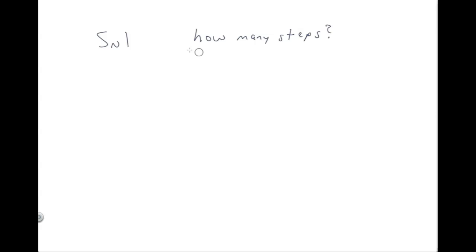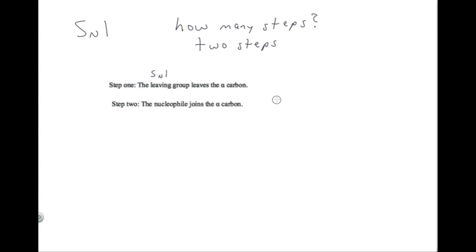Let me ask you a question. How many steps are there in an SN1 reaction? I hope you answered 2 steps. Let me ask you another question. What happens in those 2 steps? I hope you paused the video and answered that from memory. Well, here's the answer. In step 1, the leaving group leaves the alpha carbon. In step 2, the nucleophile joins the alpha carbon. You need to have that memorized.